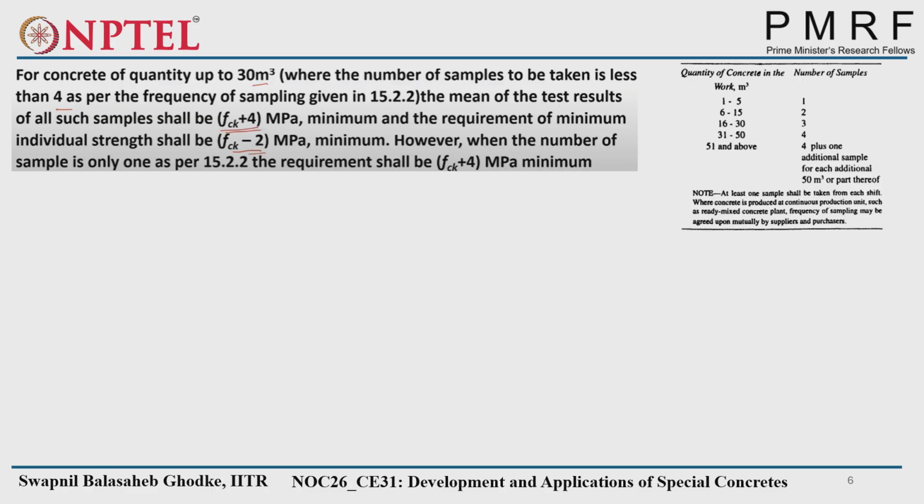Here it is also given in a note: at least one sample shall be taken from each shift where concrete is produced at a continuous production unit, such as a ready-mix concrete plant. Frequency of sampling may be agreed upon mutually by suppliers and purchasers. So the code also says the same thing.